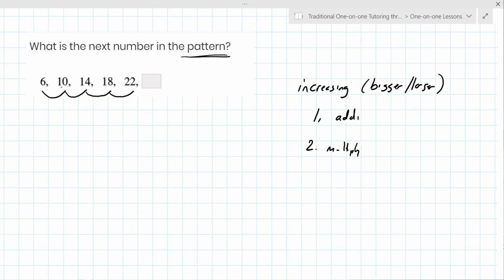So what are you adding each time? 4. I agree. So you're adding 4 each time. So I want you to add 4 to 22 to get this last number. 26. Yes. Perfect. Excellent.